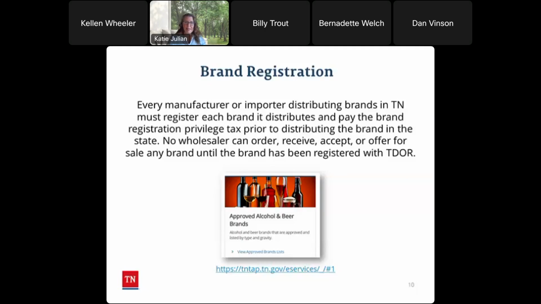So jumping right into brand registration. Every manufacturer or importer distributing brands, as previously defined, in Tennessee has to register that brand it distributes and pay the brand registration tax prior to distributing the brand. Prior is a very important part there: it's prior to distributing the brand in this state. No wholesaler can receive, accept, or offer for sale any brand unless it's been registered with us.